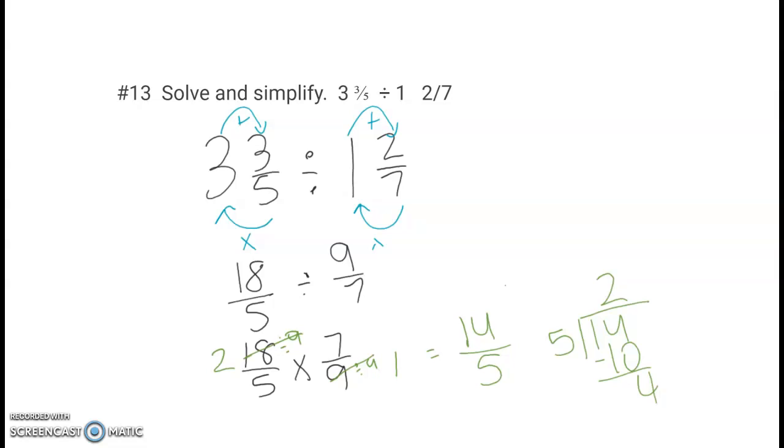We don't do remainders and we're not doing decimals, so I'm going to bring that 4 to the top of the fraction. My denominator will be 5. My answer is 2 and 4/5.